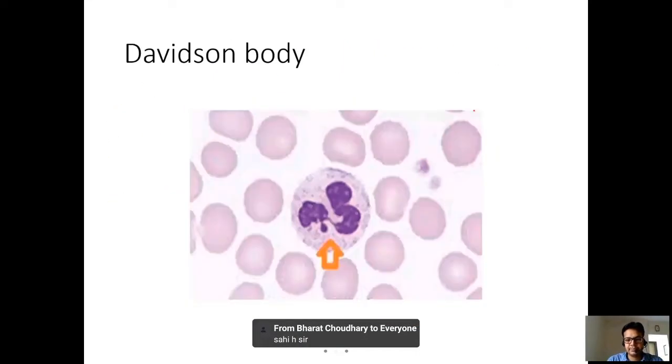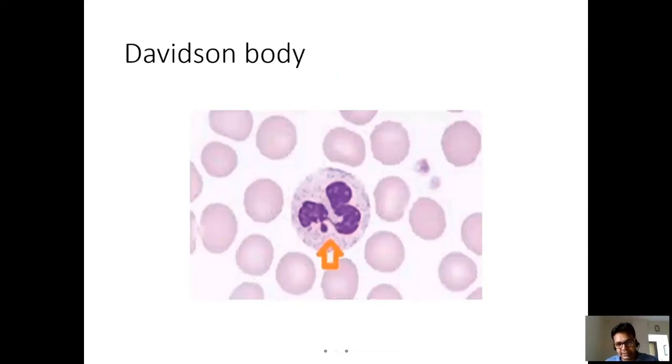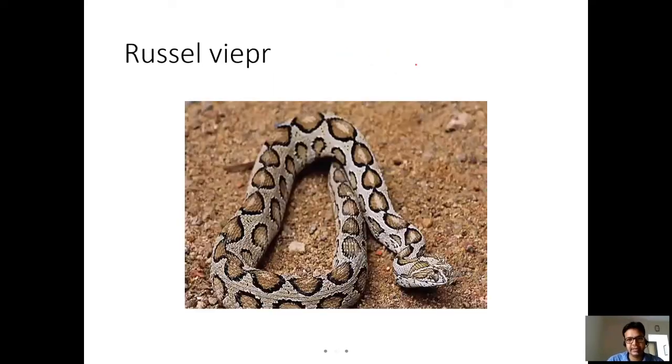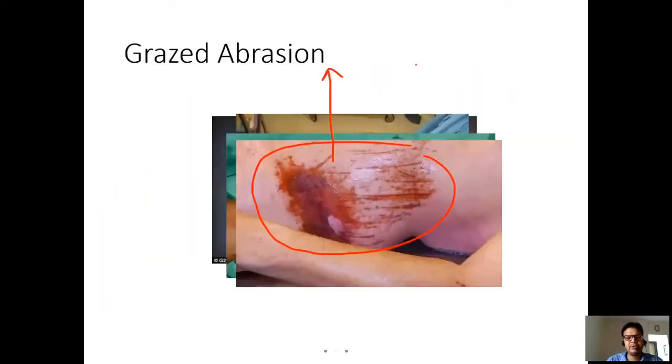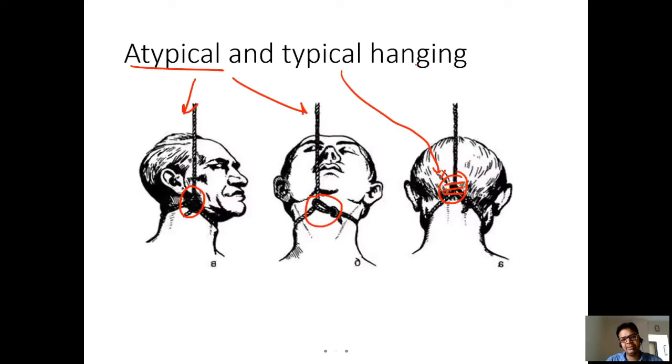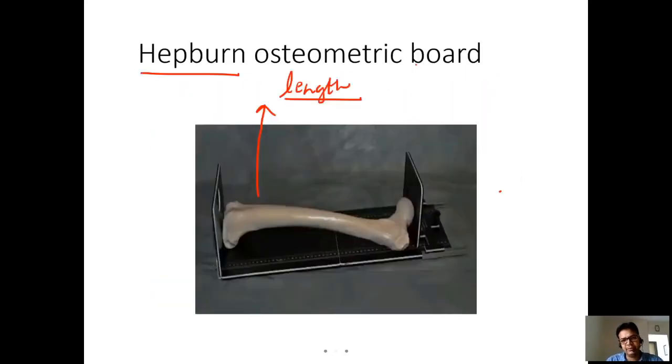This is the Davidson body. As I told you, it's a drumstick body. It is present in female neutrophils. This is a Davidson body. So anyways, here are some images which should come in the exam and we should know. We know all these images.